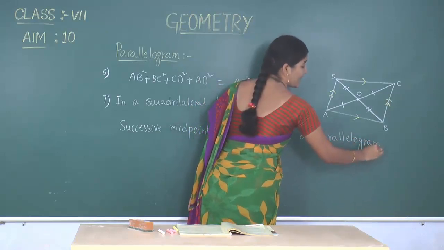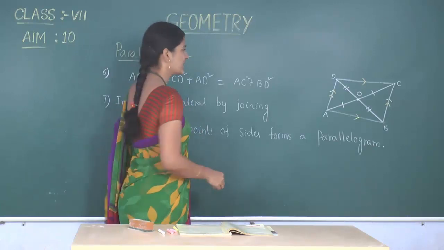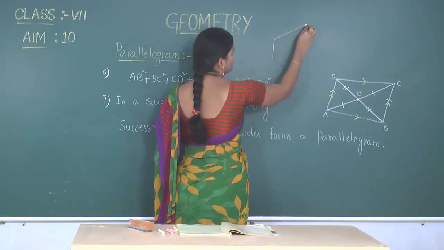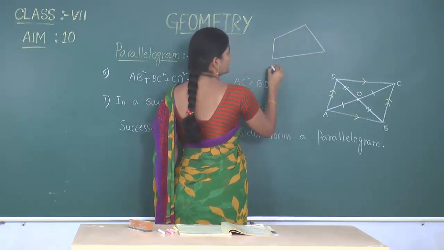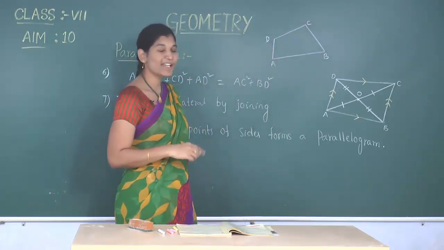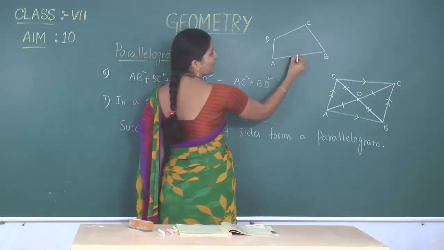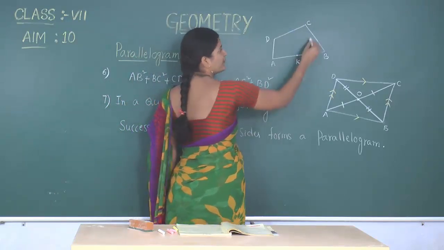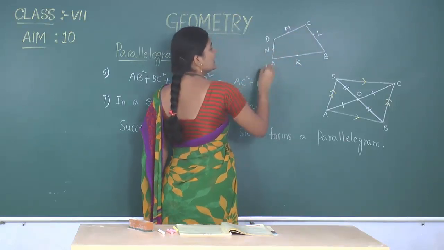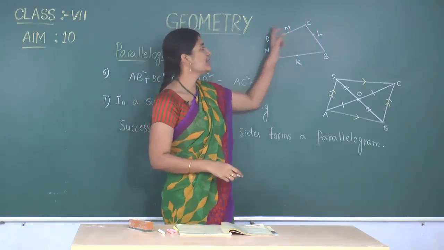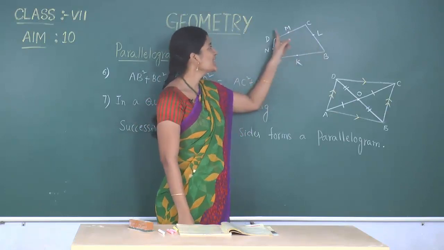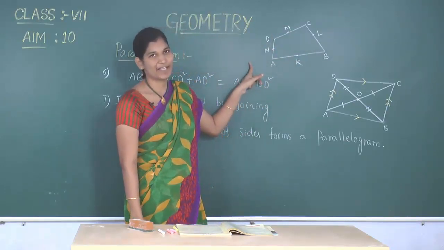Forms a parallelogram. Let me show how it is. Suppose I am going to take here one quadrilateral. This is the quadrilateral A, B, C and D. Now I am taking midpoints of their sides, and here I am taking this midpoint, let it be K, and here L, and here M, and here it is N. Here K, L, M and N are the midpoints of the sides AB, BC, CD and AD respectively.